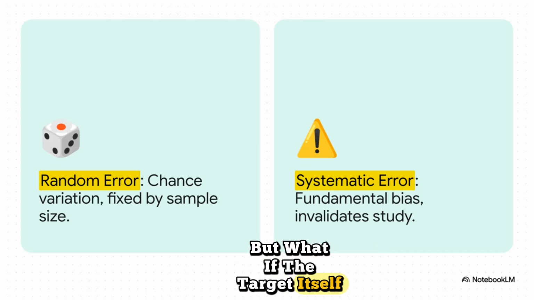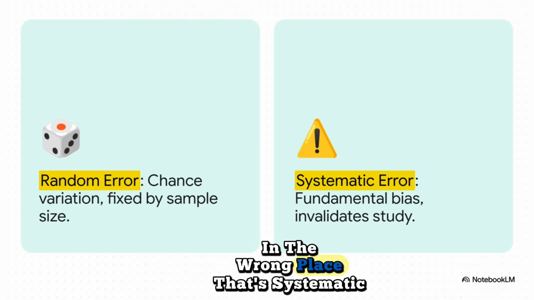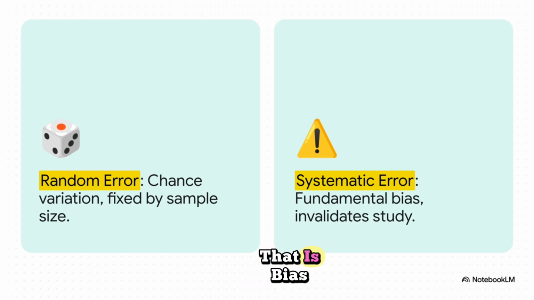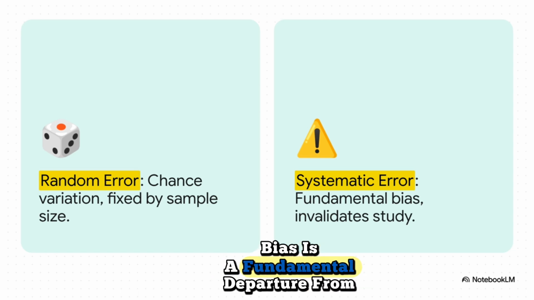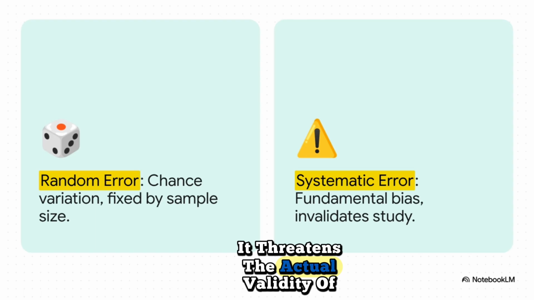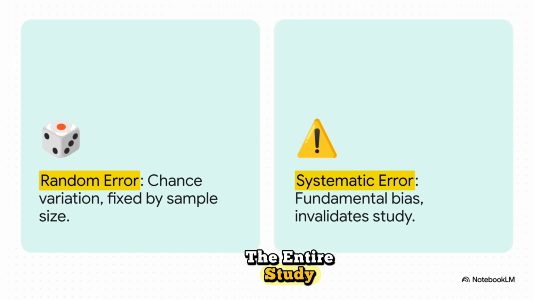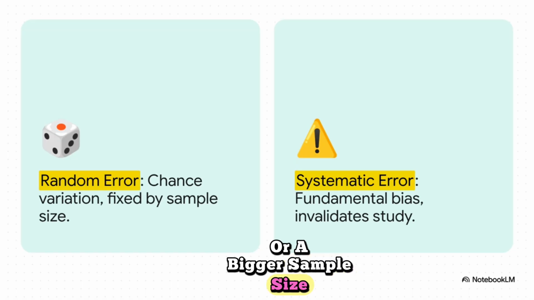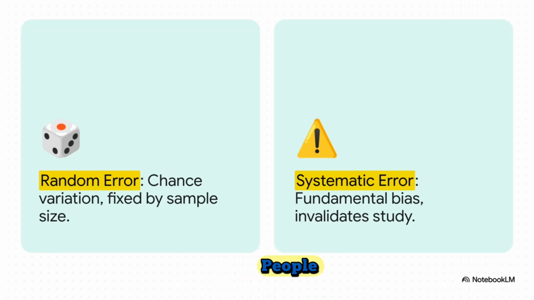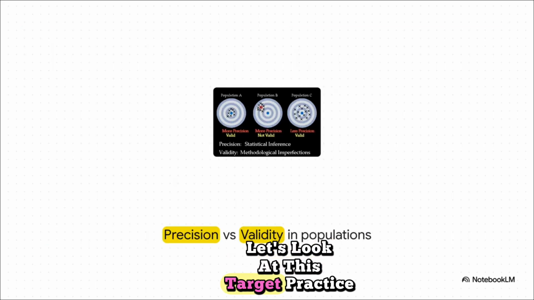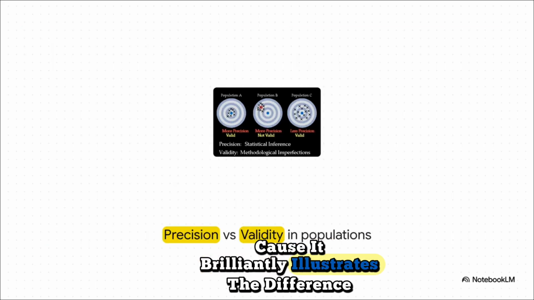But what if the target itself is just in the wrong place? That's systematic error. That is bias. Bias is a fundamental departure from the truth. It threatens the actual validity of the entire study. And here's the kicker. You cannot fix bias with p-values or a bigger sample size. If your study design is fundamentally flawed from the start, surveying 10,000 more people, that's just going to give you 10,000 more flawed results. Let's look at this target practice analogy, because it brilliantly illustrates the difference.